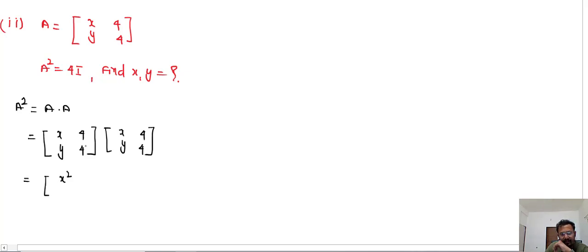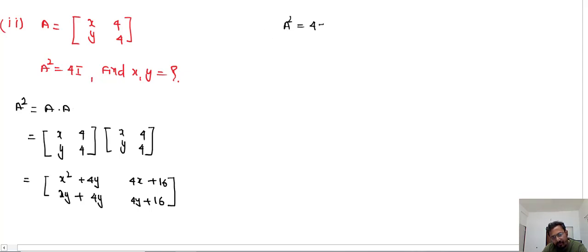xy plus 4y. Same here, 4y plus 16. Now we have A square equal to 4I. So A square equal to 4I. We know the value of A square. It is x square plus 4y and 4x plus 16. Here you have xy plus 4y and 4y plus 16.